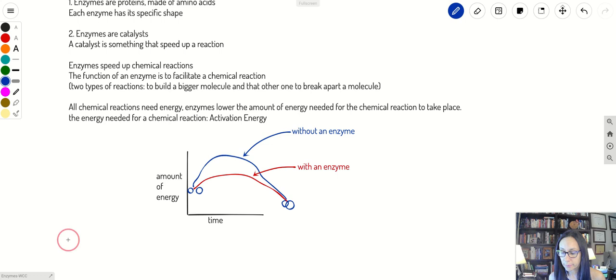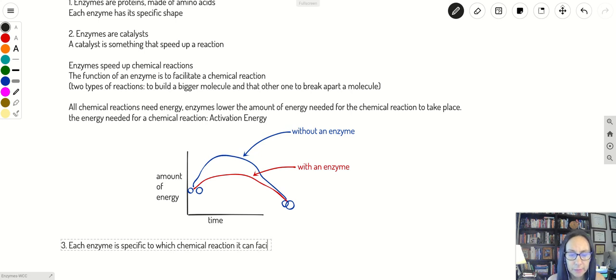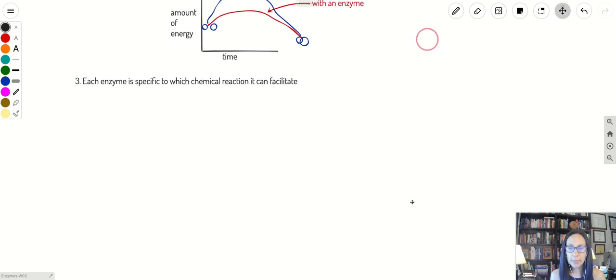Point 3 is that every enzyme, which is this little machine, is very specific to what chemical reaction it does. Okay, so that's number 3, each enzyme is specific to which chemical reaction it can facilitate. And so I'm going to draw a picture of an enzyme. This is just a drawing and it's very generic. I'll show you a real picture in a second.